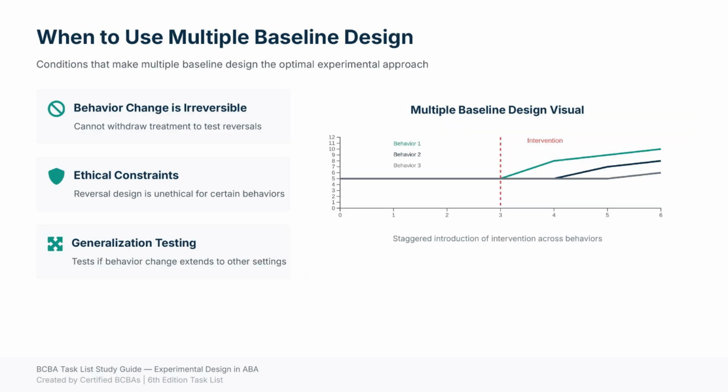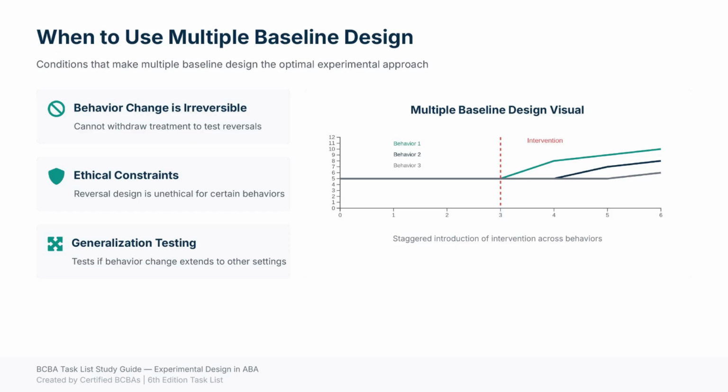Multiple baseline designs are particularly useful in several situations. First, when behavior change is irreversible. For example, if the intervention teaches a new skill such as reading or communication, removing the intervention will not undo the learning. Second, when ethical considerations prevent withdrawal of treatment. Third, when researchers want to test generalization across settings or behaviors.